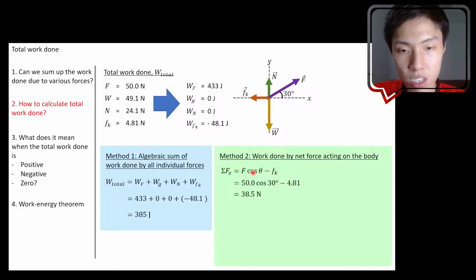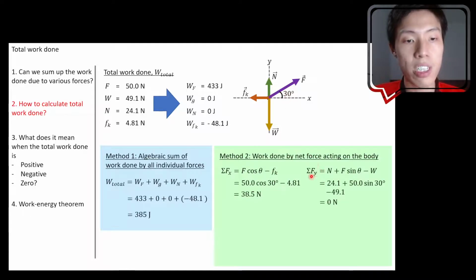Okay, so let's try and look over here. For the x component, we take the x component of the external force minus the kinetic friction. So we are finding the net force in the x dimension, and you find it to be 38.5 Newton. And since it's positive, that means this net force in the x dimension is pointing to the right.